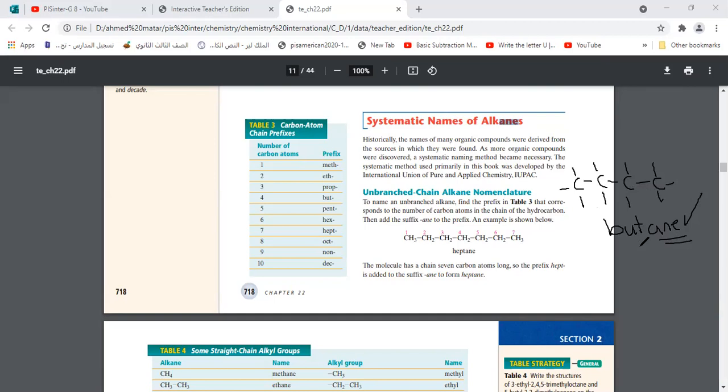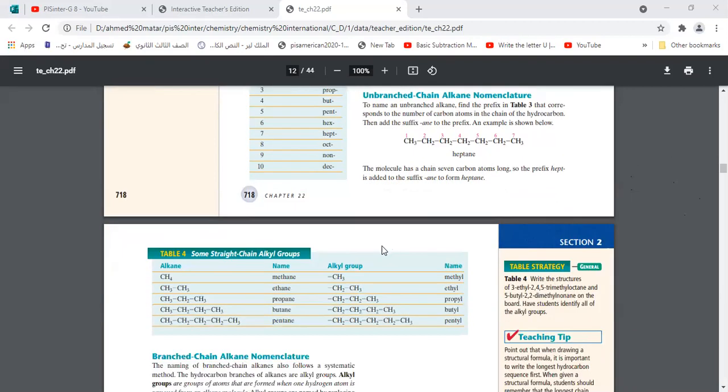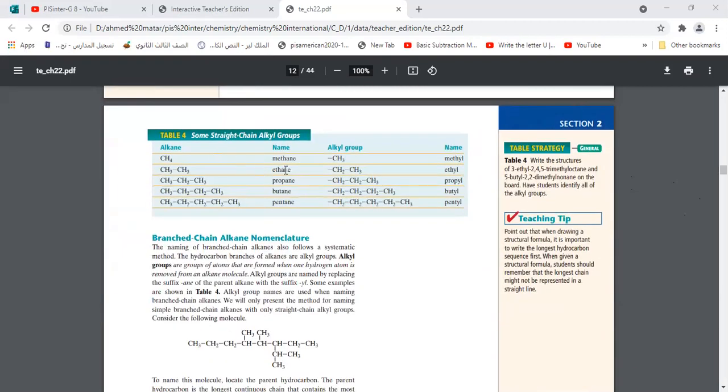Is it hard like this? Any hard question here, guys? No. So let's pass to the next. Here you could see this paper presents the idea. 1 carbon is methane, 2 carbons is ethane, 3 carbons propane, 4 carbons butane, as Tedros said, 5 carbons pentane, and so on.